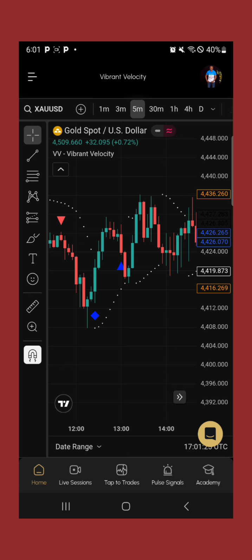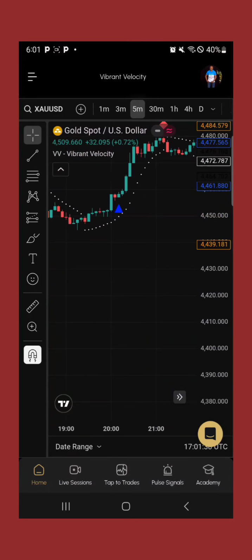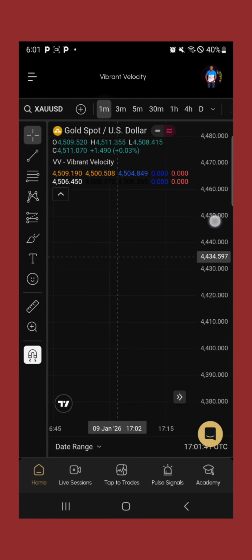All right. So now let's proceed. That is the first buy indicator. So that's how you keep buying. Meaning that if you're using this 5 minutes, let's go and check 1 minute so that you can see many.